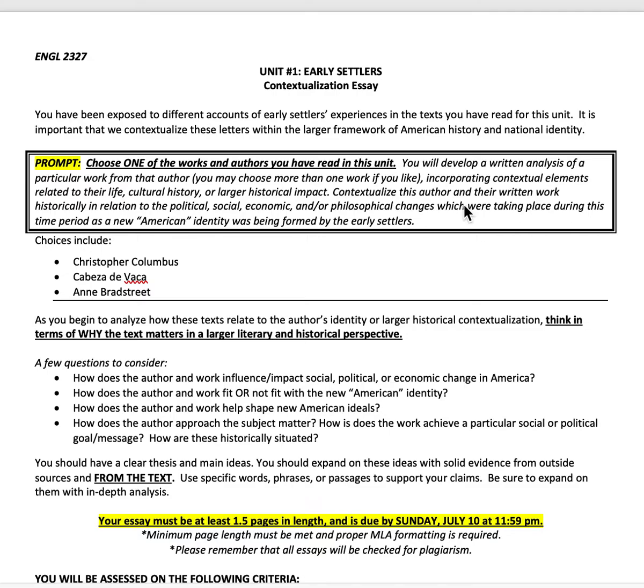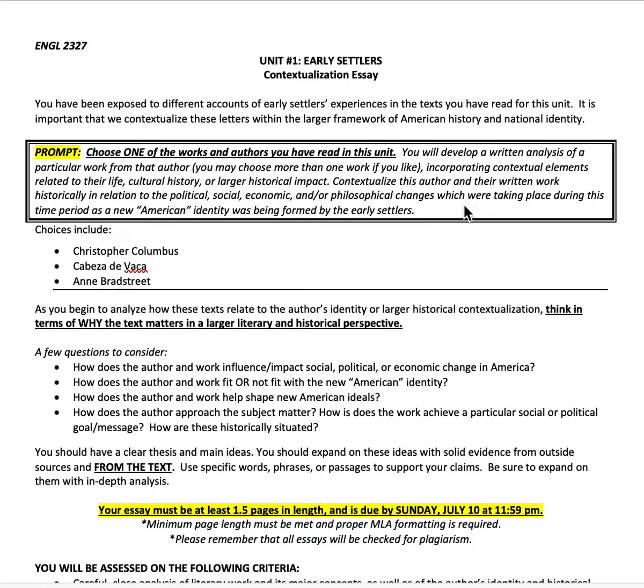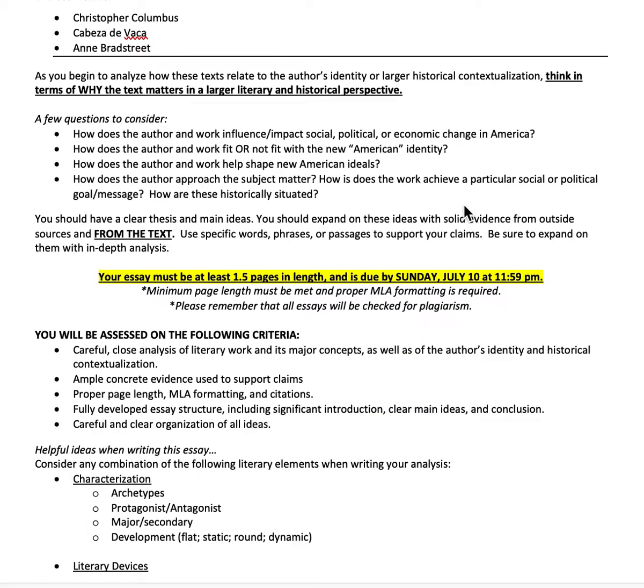Why is it important that we understand that when we look at how this new identity was being formed across our nation? Some things you can think about: how the author and the work influence or impact these social, political, and economic changes; how they fit or perhaps don't fit with that new, quote-unquote, American identity; how the author helps shape these ideals; and how they approach the subject matter. What are they trying to achieve? What's the goal or the message of their text that they're trying to get across to the audience?